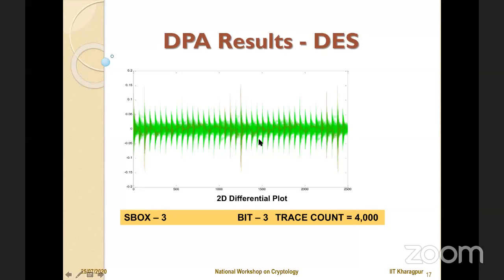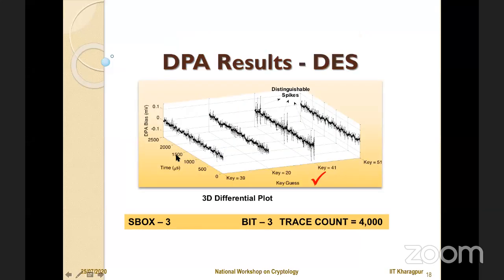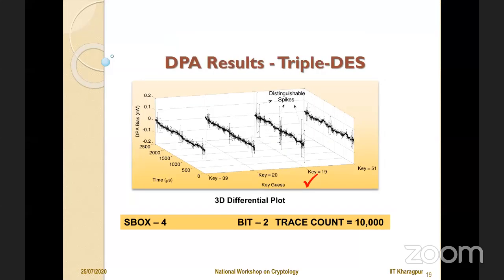So here are some traces of a DPA algorithm. You can see that these are traces for, say, the DES algorithm, with around 4,000 power traces. You see that you can distinguish the correct key from the wrong key. This is another angle of seeing the same stuff. You can see that the correct key is, say, 4.1, which has distinguishable spikes compared to the wrong keys.